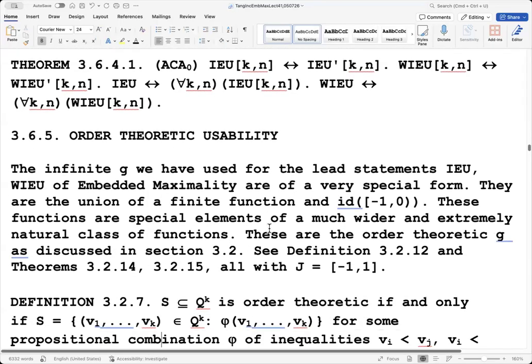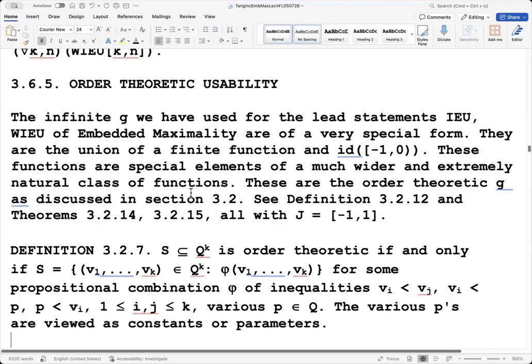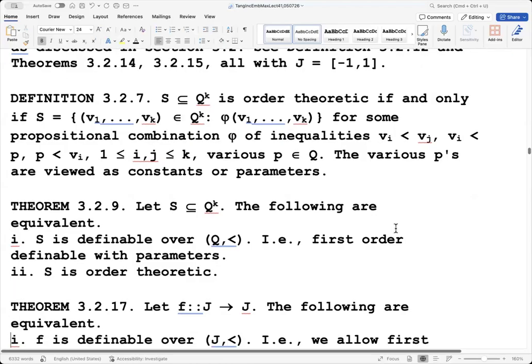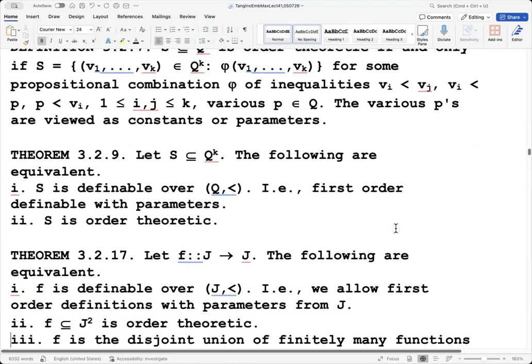All right. Now, order theoretic usability is just usability applied to order theoretic functions. So there's some discussion of what the order theoretic sets and the order theoretic functions are. That's from this earlier chapter, section 3.2, that's background material. I restate some of the background material for that. And we have this very robust notion of order theoretic, which is the same as first order definable over the Q less than.